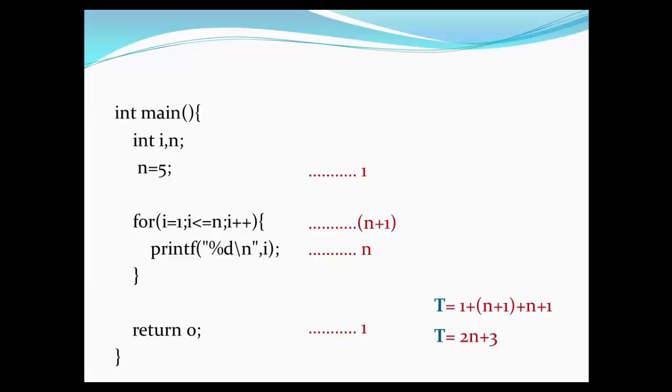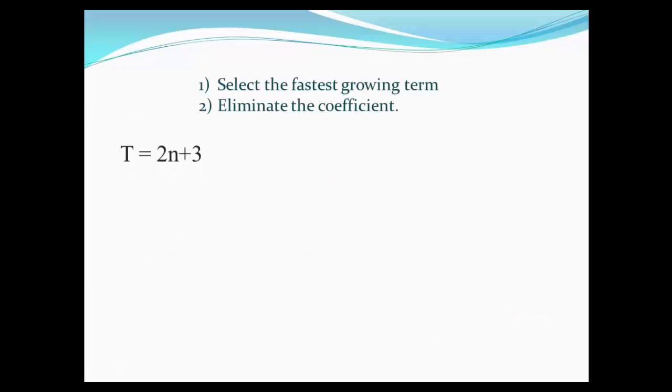Now we have to find the time complexity from this time equation. So here we have our equation. The first step is to select the fastest growing term. So here our fastest growing term is 2n. Now find the coefficient and remove it. After eliminating the coefficient, we have n. So the time complexity of this equation is O of n.